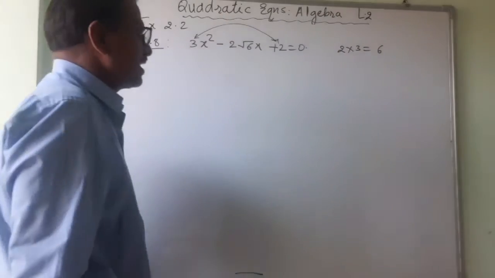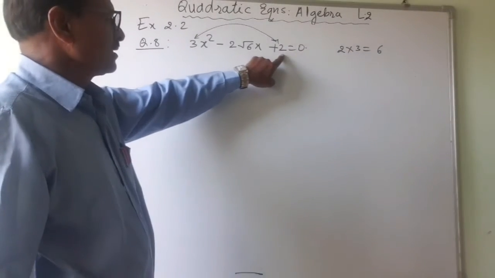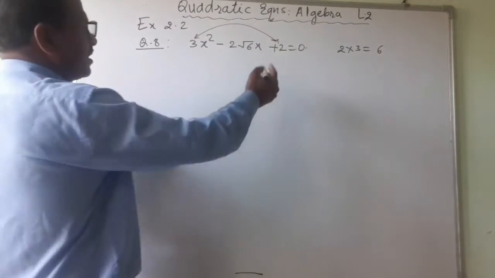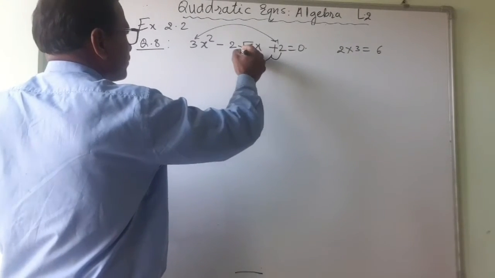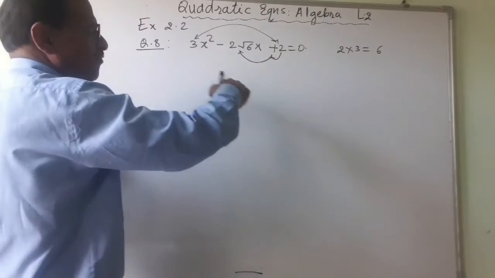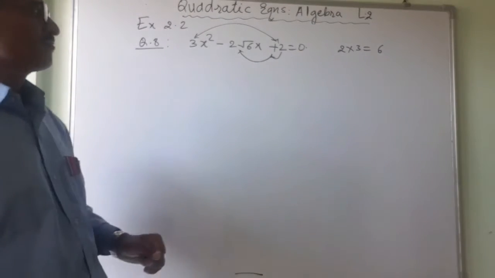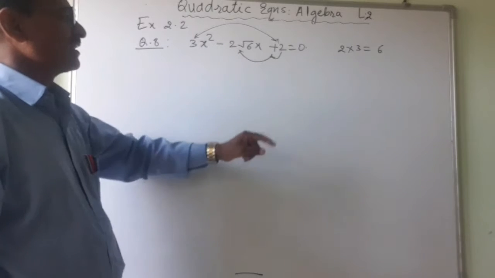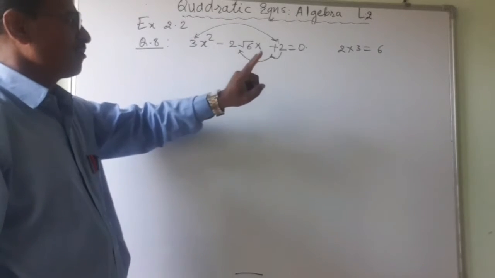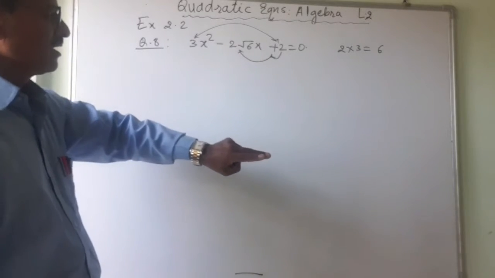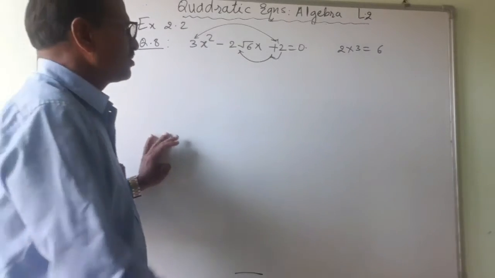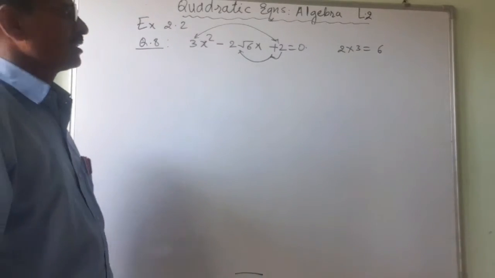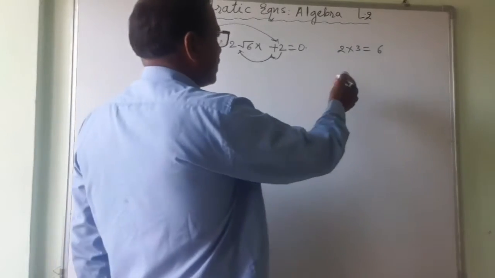Now what I have to say is find the factors of 6 such that their addition is minus 2 root 6. This way I will go. These two factors I have to find and such that their addition would be minus 2 root 6. Addition I want, that means the two factors I have to find, they should have the same signs. So 6, 2 root 6. So addition should be this.